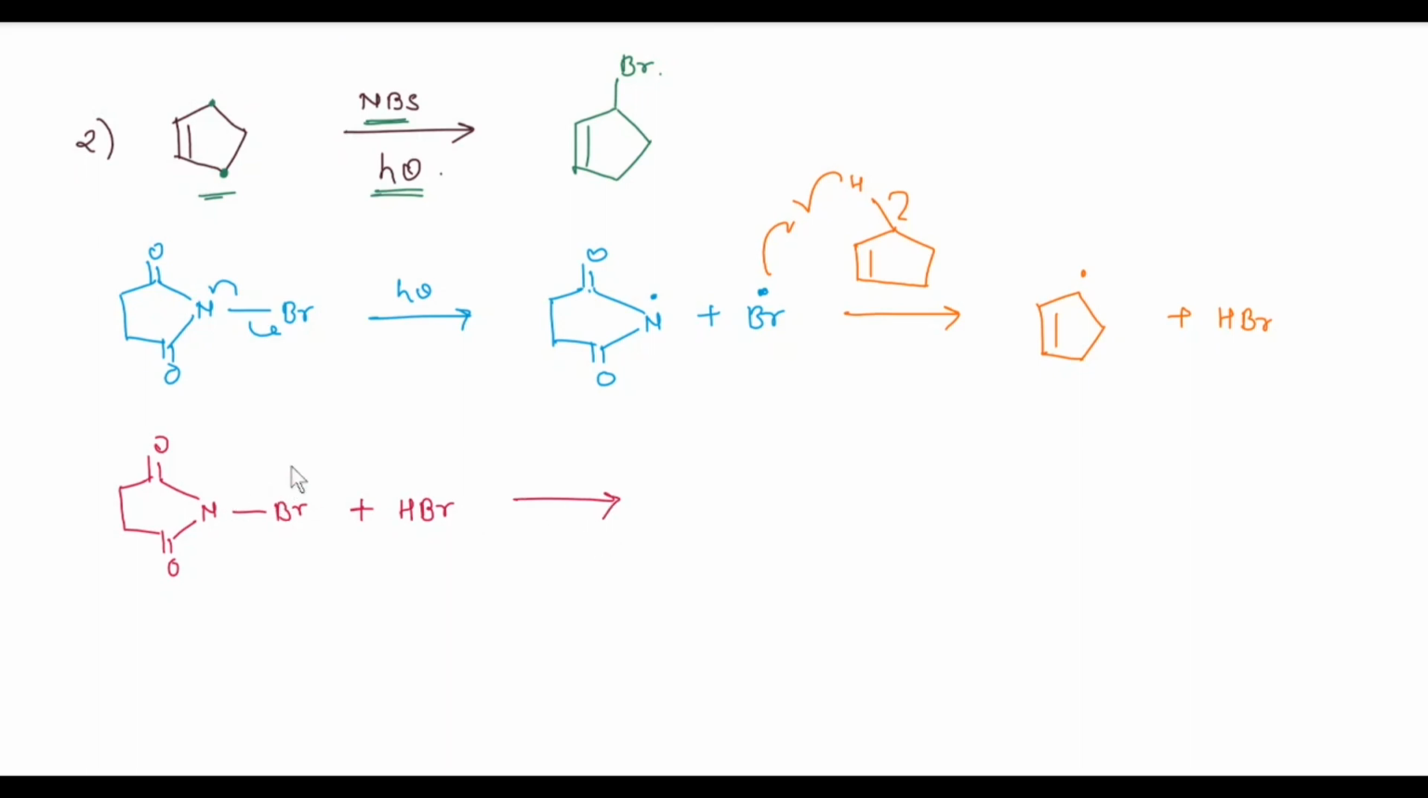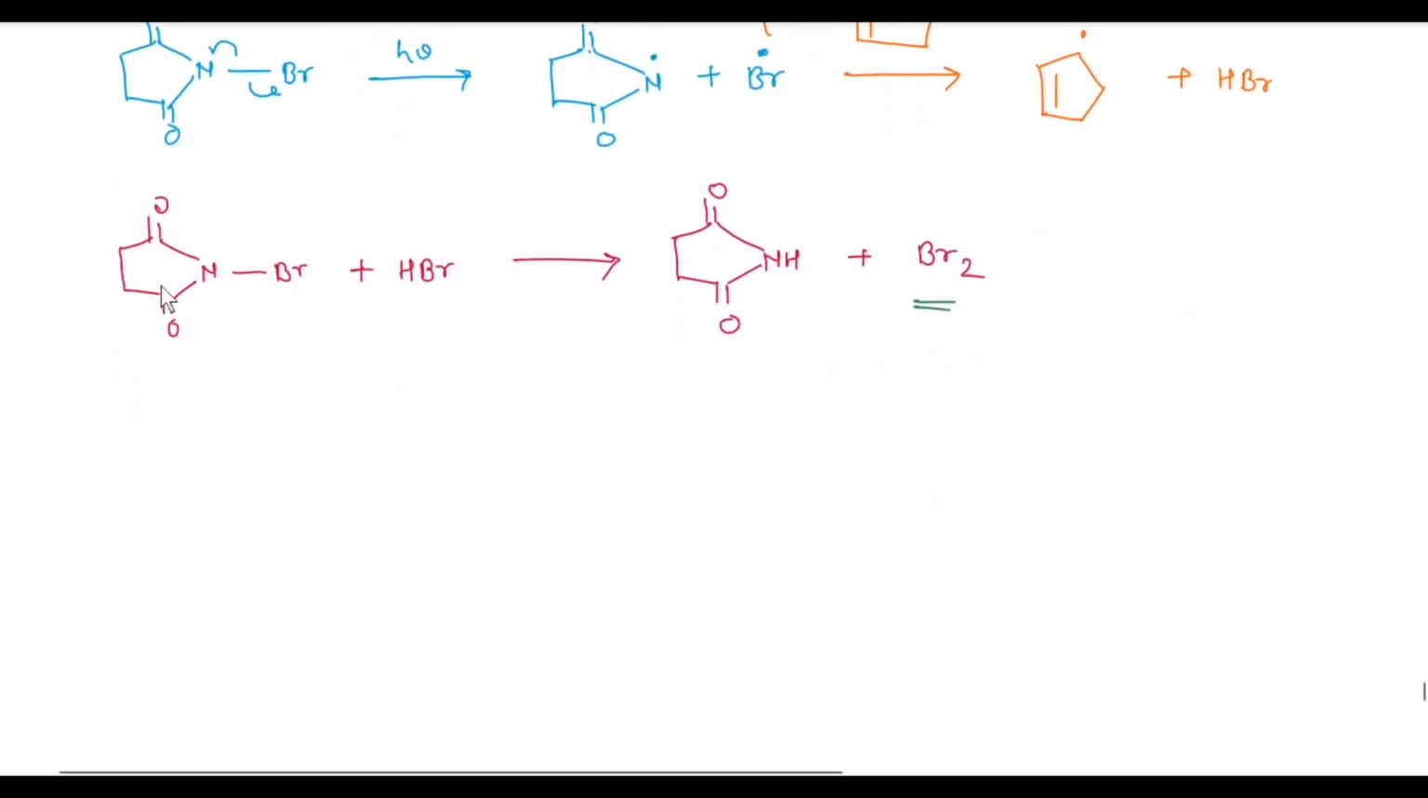We get succinimide plus Br2. This Br2 acts as an intermediate for further reaction, that is, it reacts with this allylic radical and gives our desired product.